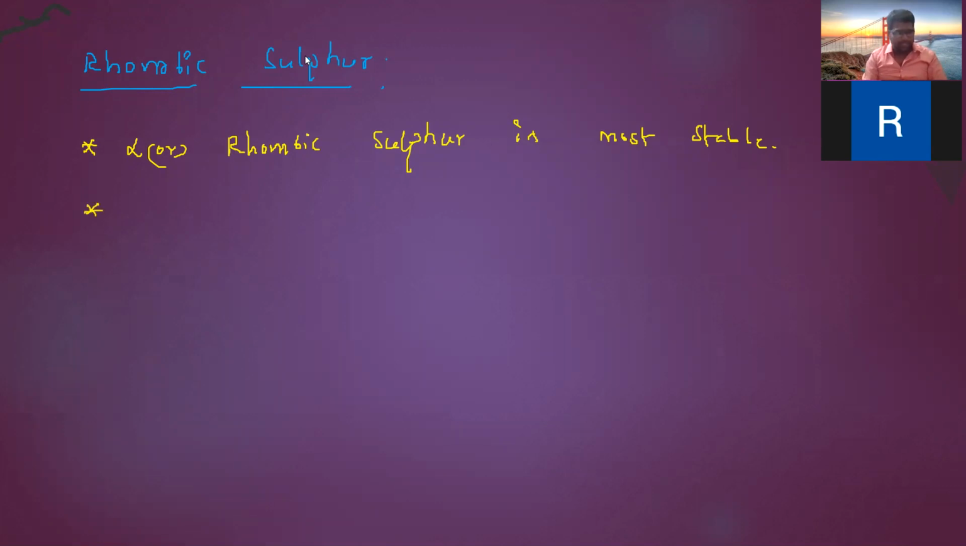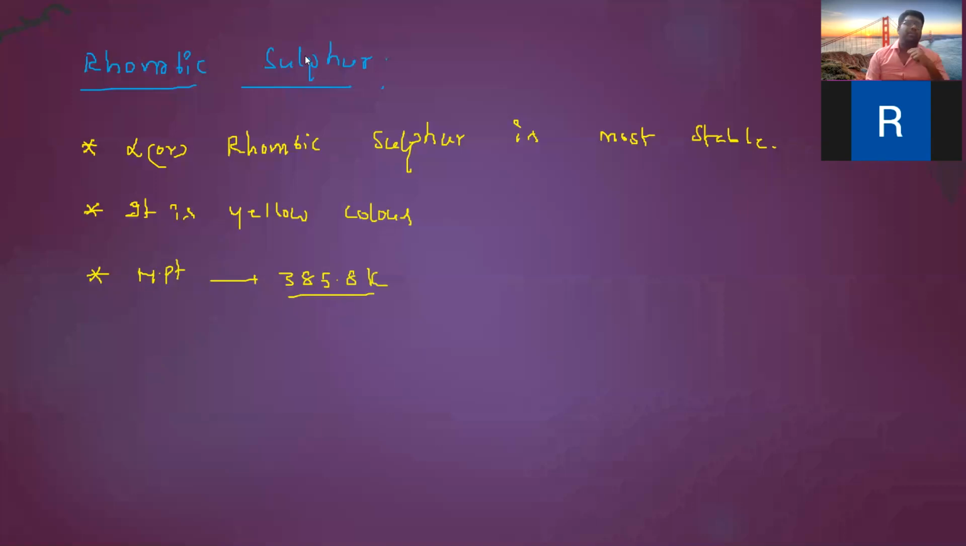Another physical property: it is yellow in color, and its melting point is 385.8 Kelvin. So this sulfur is in crystalline form.